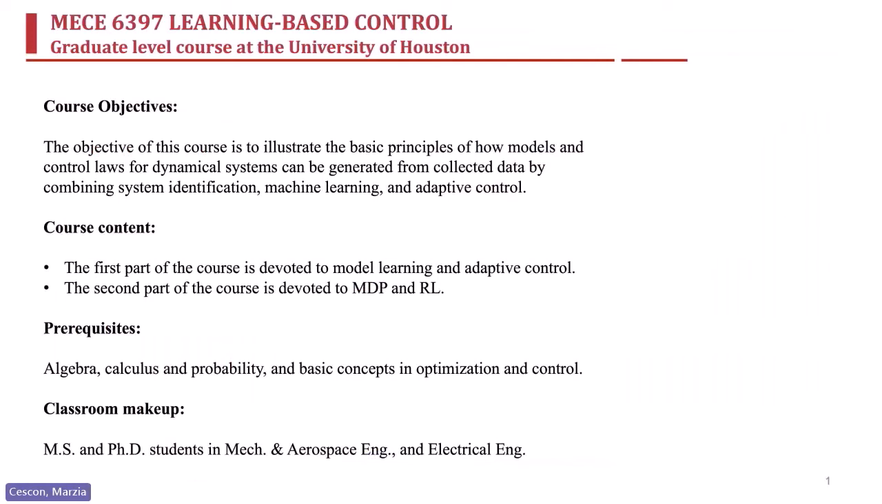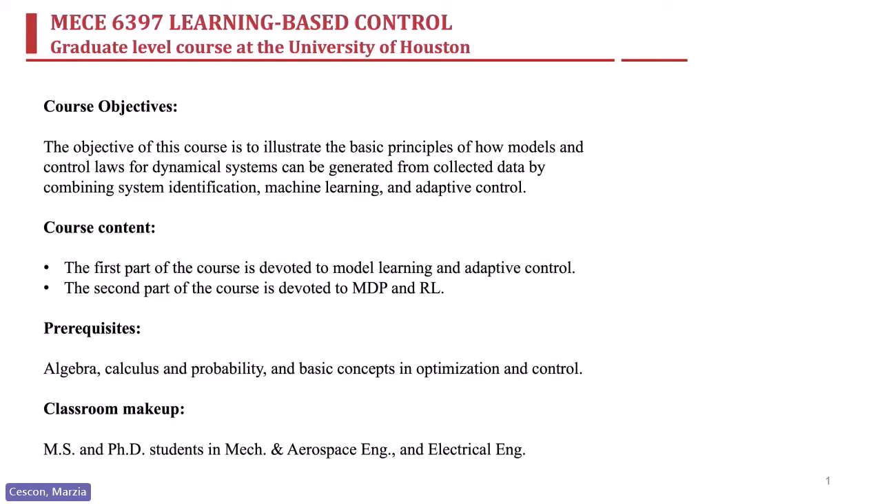It is a 6,000 level graduate course, MECI 6397, called Learning-Based Control. So the objective of this course is to illustrate how we can use data collected from a system, which is generally difficult to model from first principles, to obtain models and controllers and control laws. So topics cover a combination of system identification, machine learning, and adaptive control.